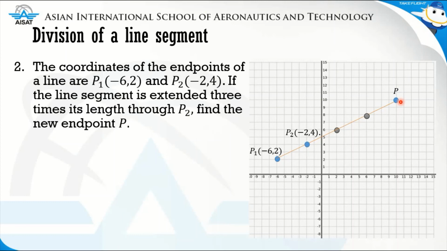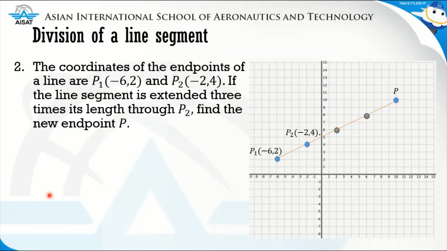Now to start solving the problem, first is we have to look for the value of r. So the formula for r is P sub 1 to P over P sub 1 to P sub 2. So that means you have from P sub 1 going to P, there are 4 equal parts. So that's 4. From P sub 1 to P sub 2, that's just 1 part. So the value of r is 4 over 1, or simply 4.